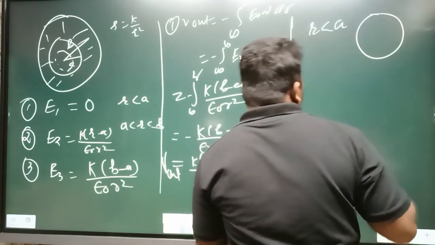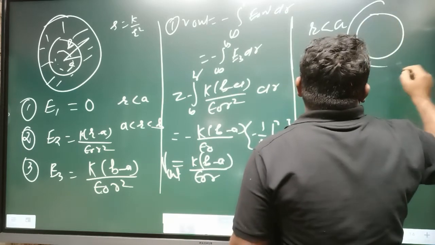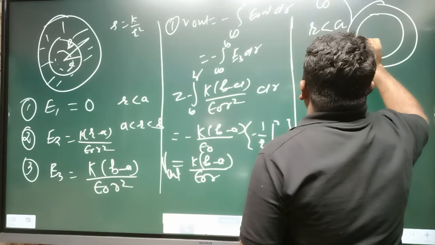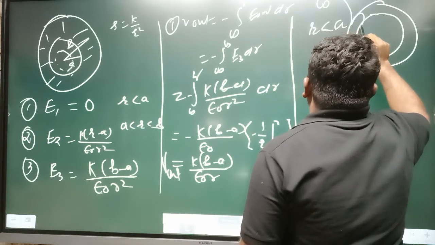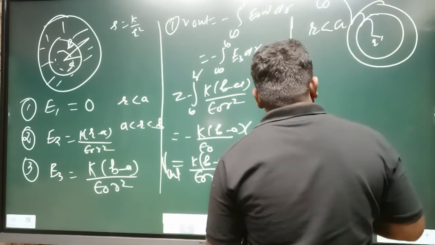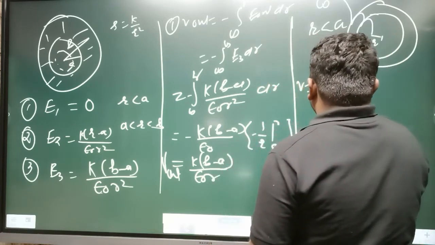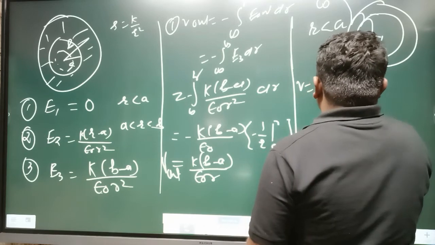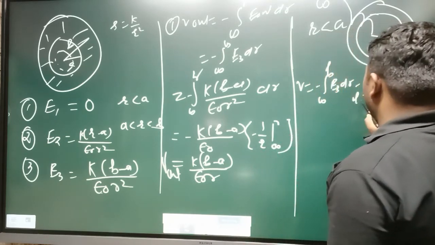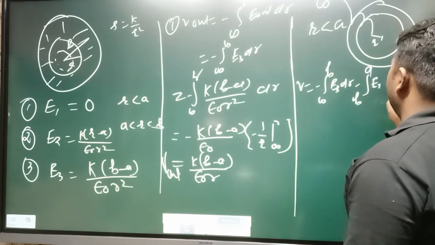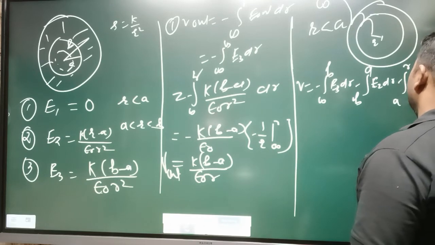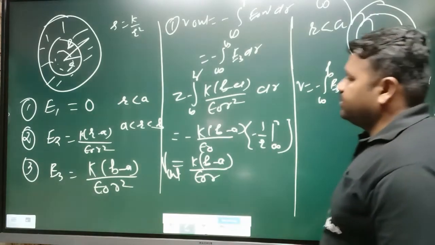Here, how many parts are there then? First limit infinity to B. Next B to A, then A to small r. Got it? Means V is equal to how much? V is equal to infinity to B, at that time electric field E3 dr, minus B to A electric field E2 dr, minus A to small r E1 dr. Got it?